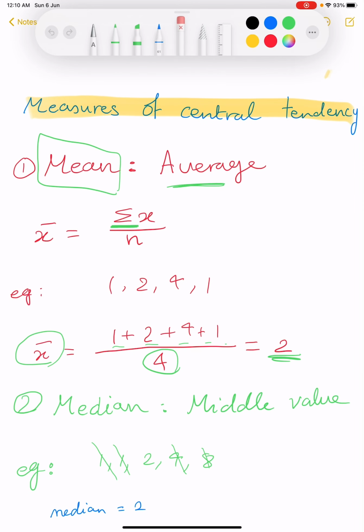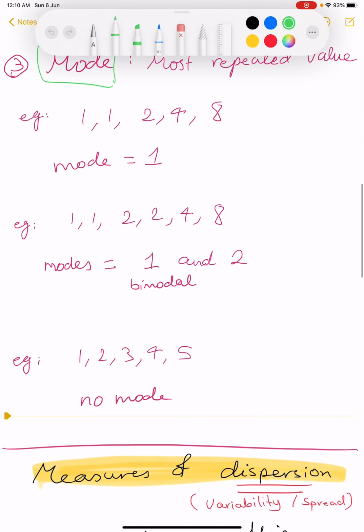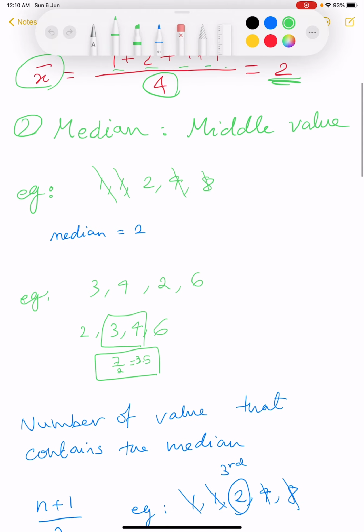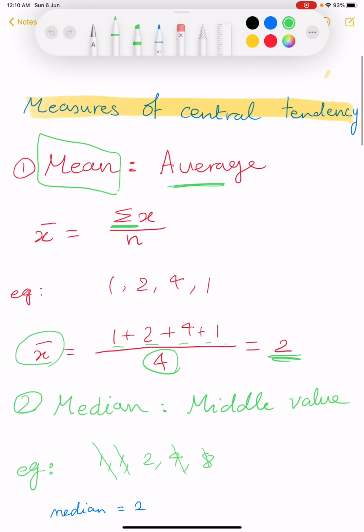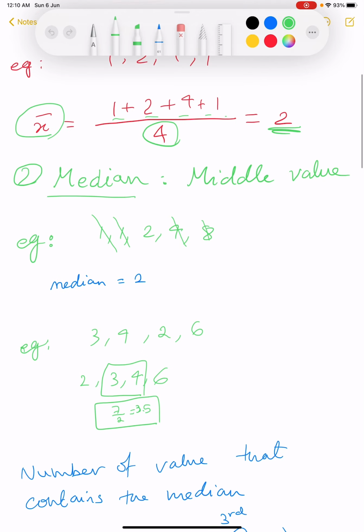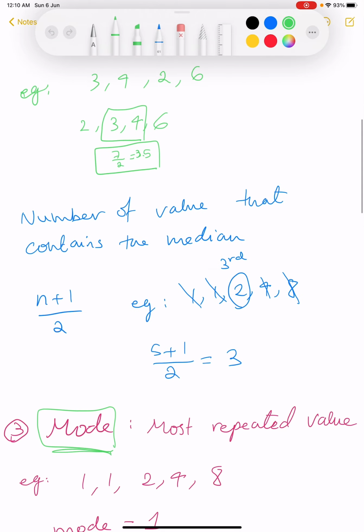Hi everyone, today we're going to start a new topic. It's all about the measures of central tendency and the measures of dispersion. Let's start with the first one, which includes the mean, the median, and the mode.